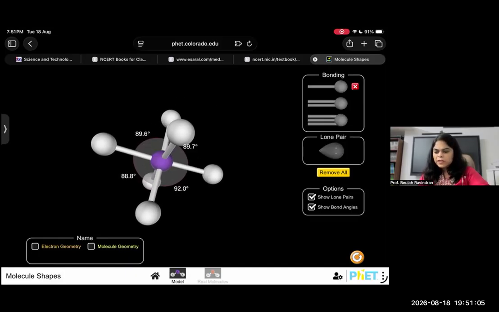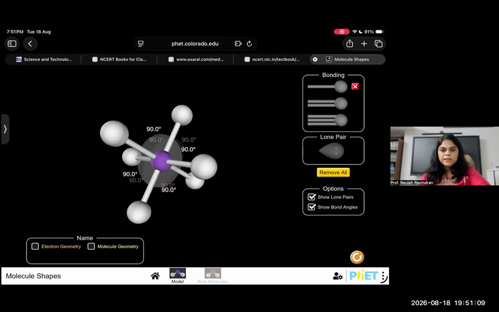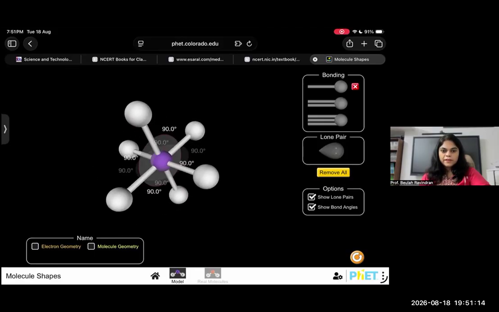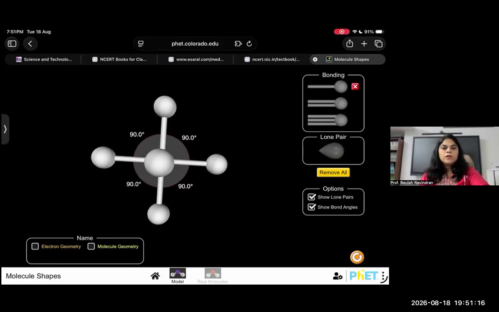If you add one more, AB6, everything is 90 degree. See, all are 90 degree. It is actually an octahedron. The shape of this is octahedron. Then we'll move on to molecules containing both bond pairs and lone pairs. Right now, I'll explain that.